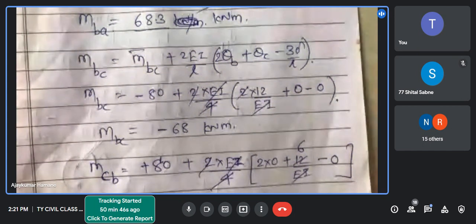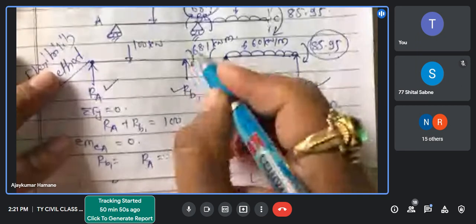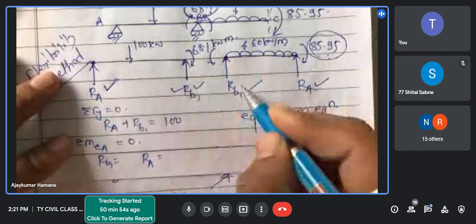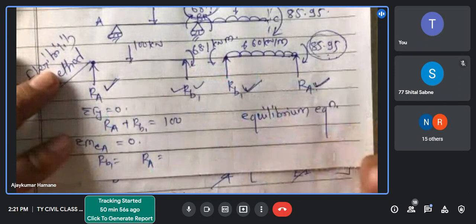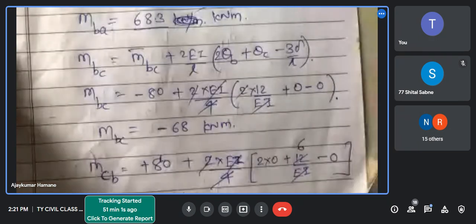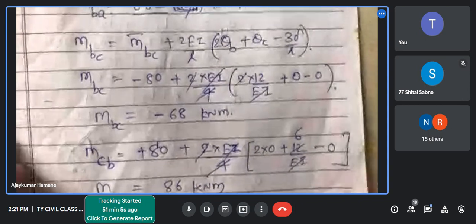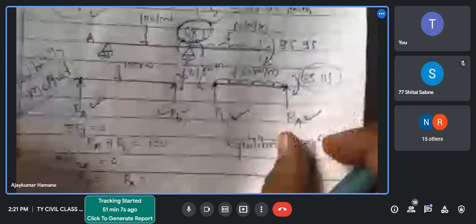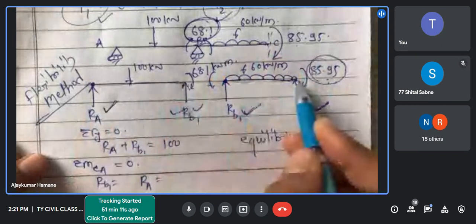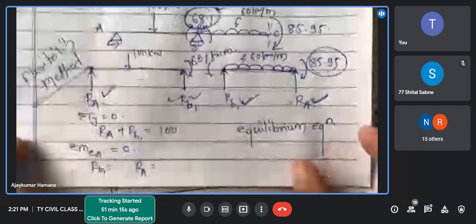Now again, use the same equilibrium equations. We know 68.1 here and 86. Calculate RA and RB1. So simple. Like this you can analyze this beam by using the stiffness method. Now the next step is like this: after getting the 68 and 86, assume two beams, use the equilibrium equations, and find out the reactions.